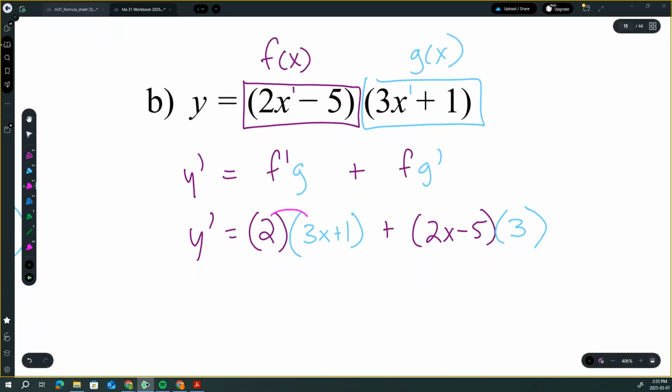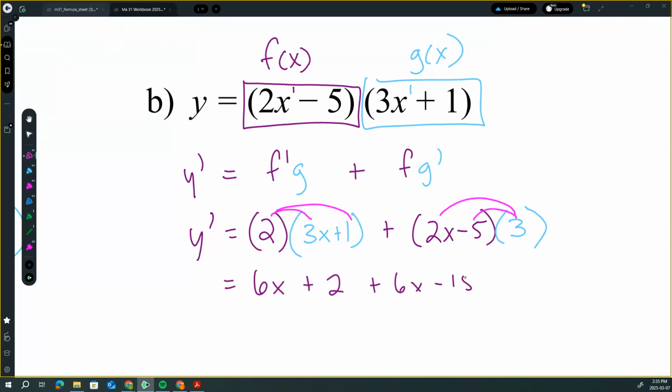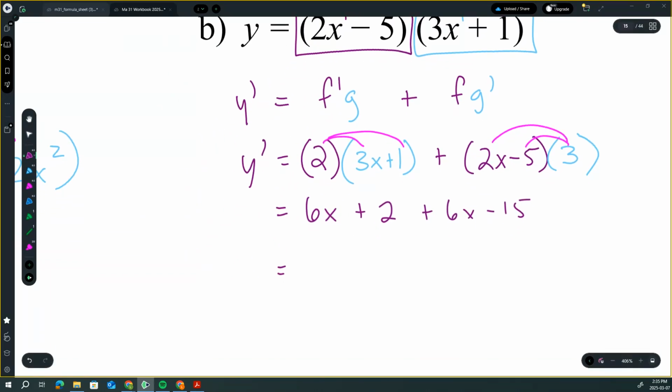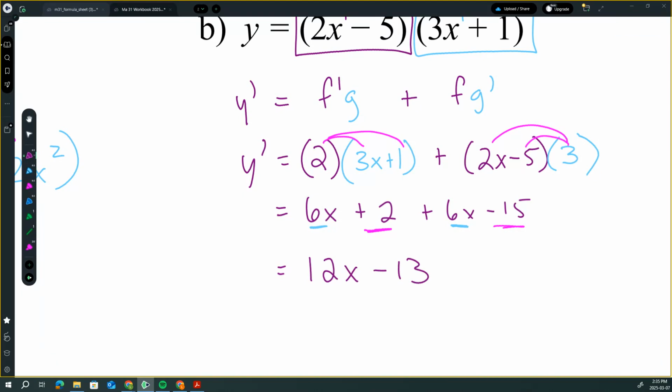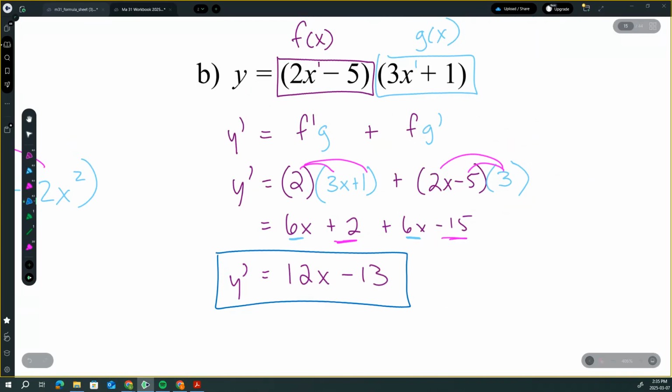Okay, let's distribute this through. So 2 times 3x, that's going to be 6x, plus 2, plus, I'm going to distribute that 3 through, so plus 6x minus 15. Okay, so we're going to get 12x, because I'm just looking at adding these two, and then 2 minus 15, we're going to get minus 13. There we go.